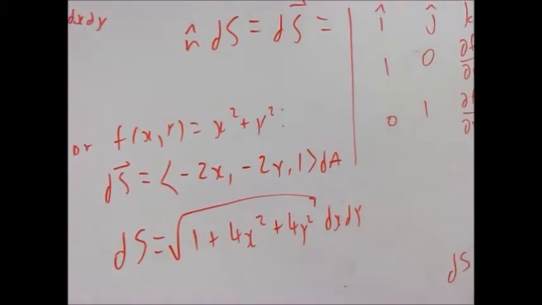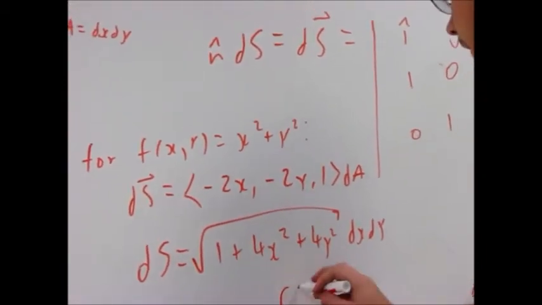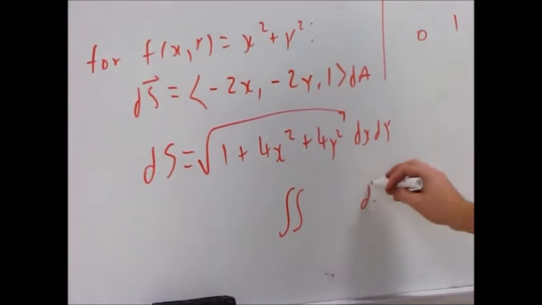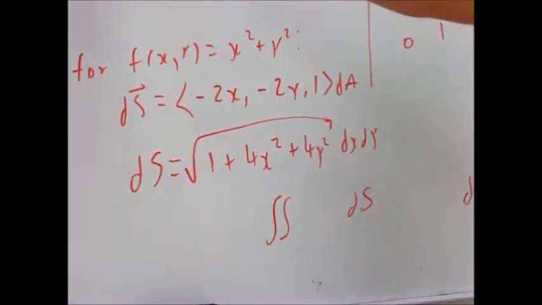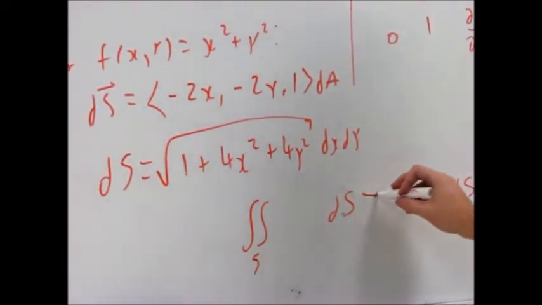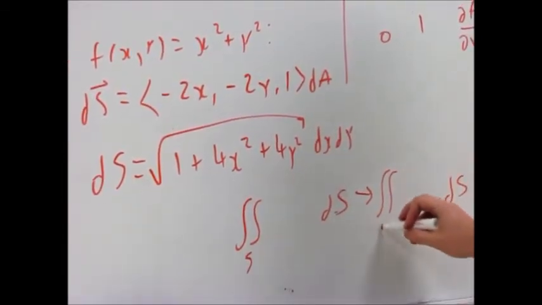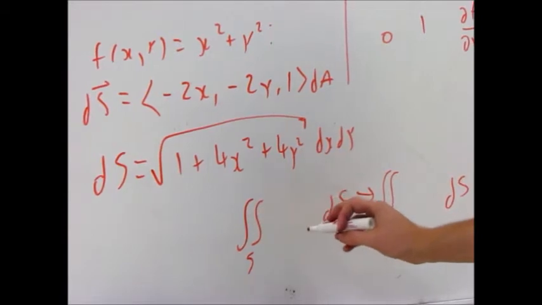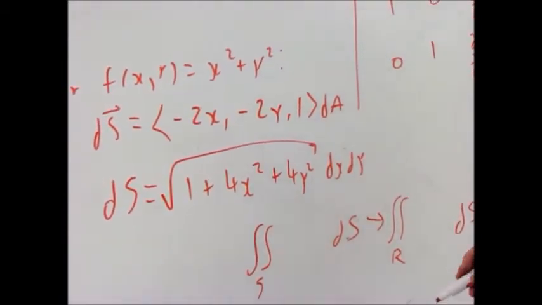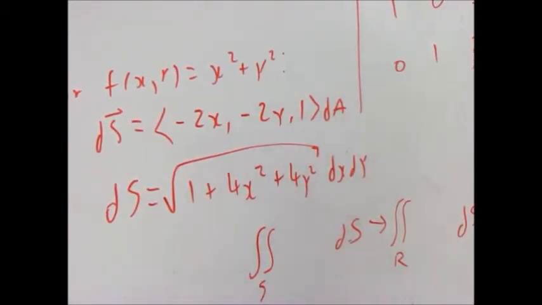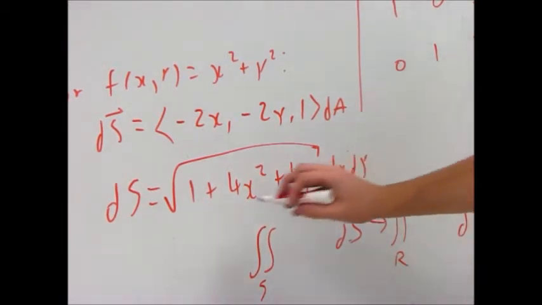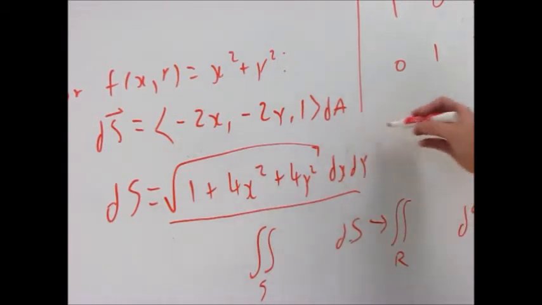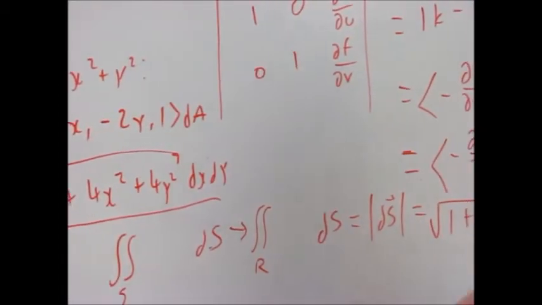And so that's how you transform the integral ds into just an integral. So this would become an integral over the region R, and ds would become this, and it would be dx dy. It would be an ordinary double integral.